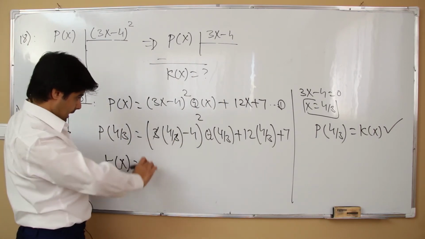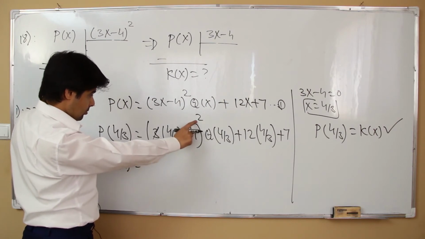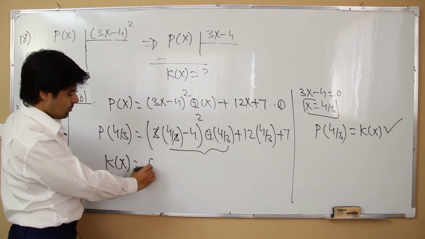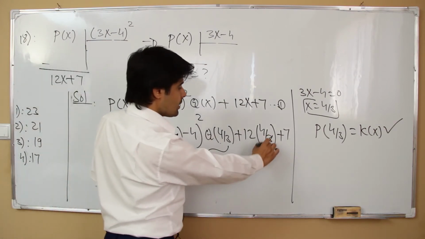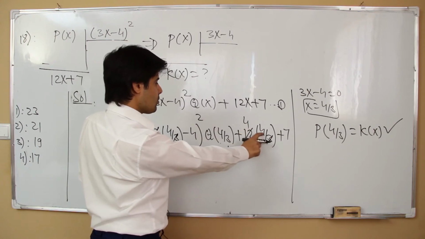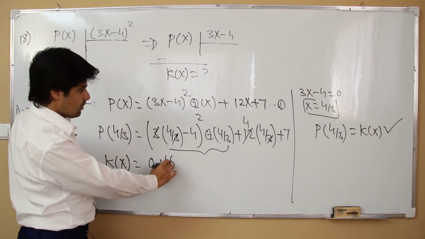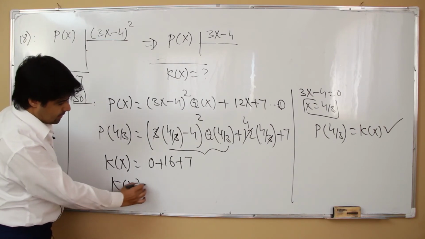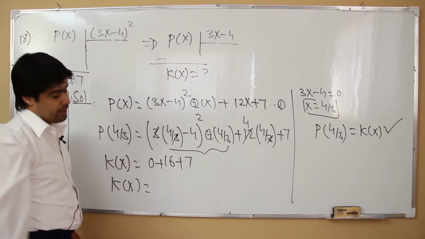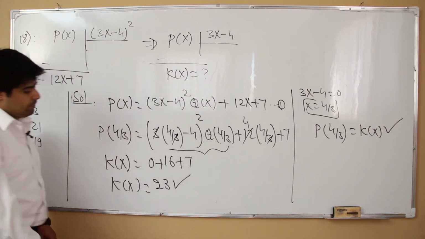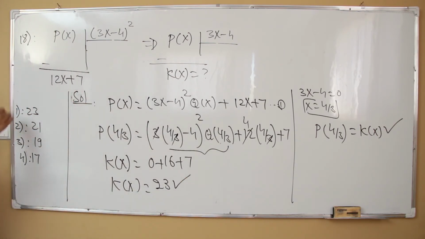3 with 3 is cancelled. 4 minus 4 is 0, 0 raised to the power 2 is 0, and 0 times this one is 0. Plus, 3 with 12 we can cancel, 3, 4, 4 times 4 is 16, plus 7. So the remainder is 16 plus 7, what is the value? 23. Which option? The first one. Write it, please.